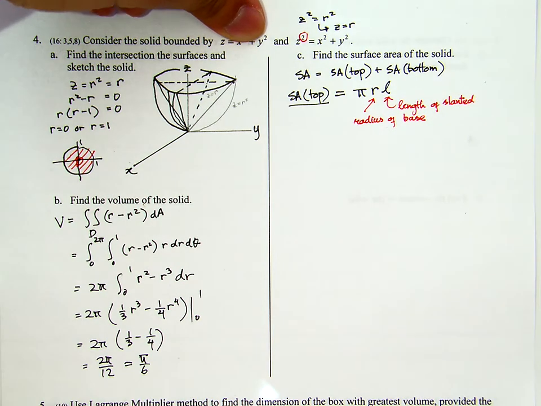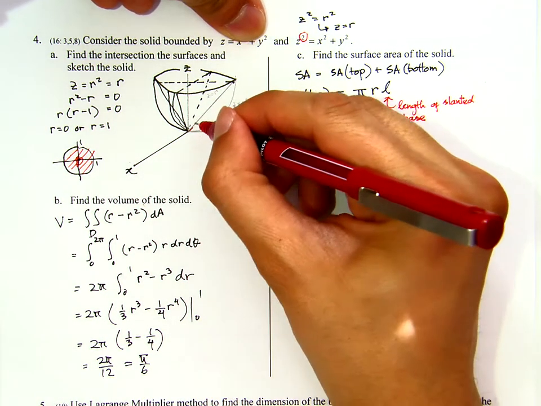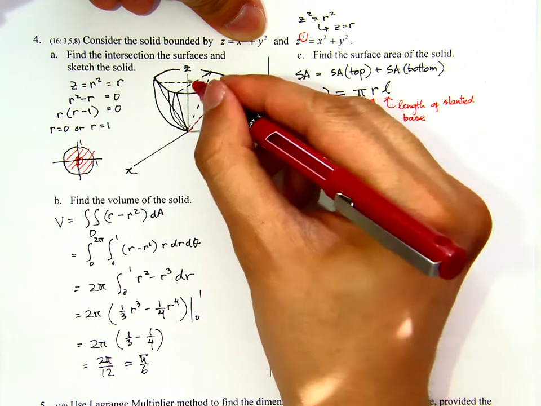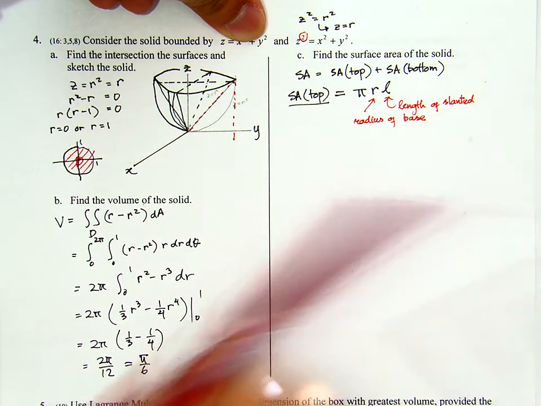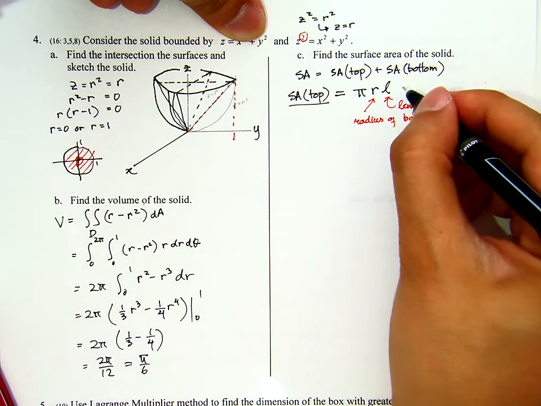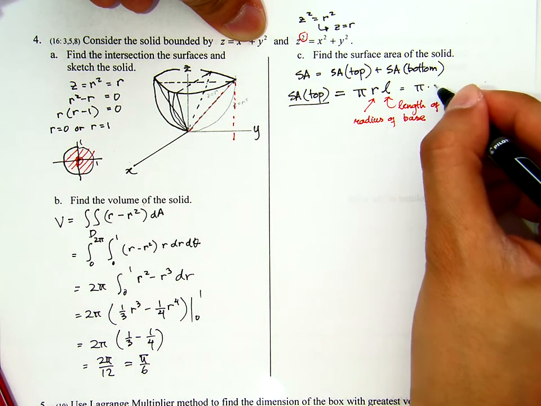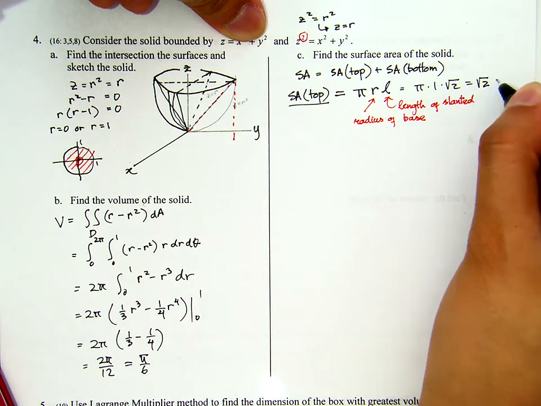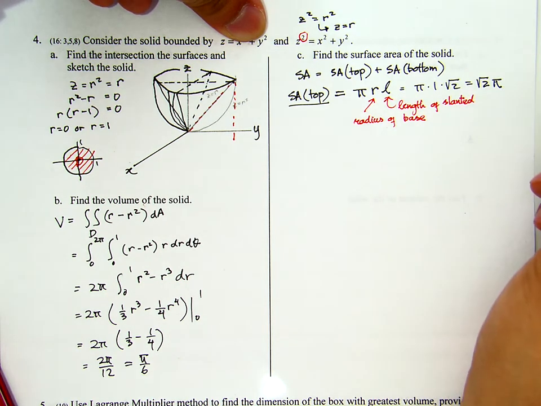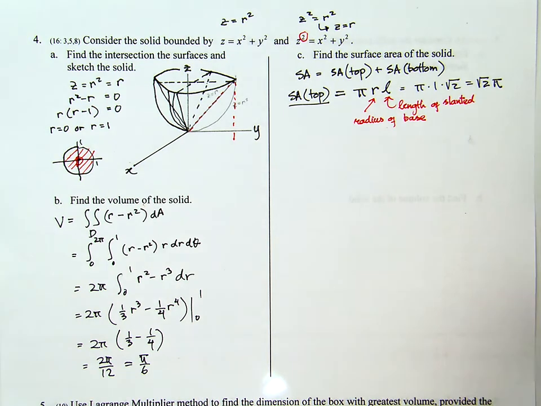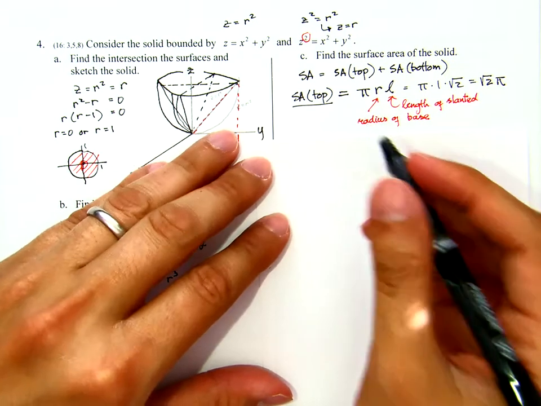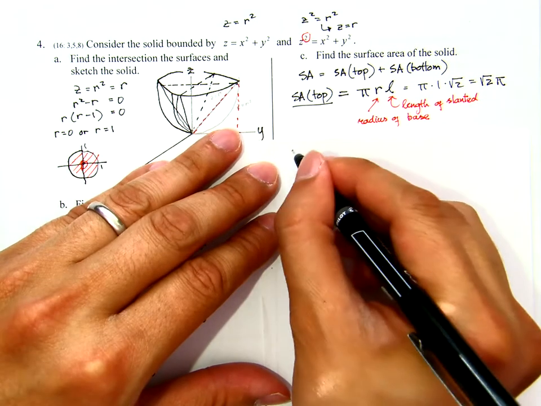Okay, now you can see the length of the slant here. If this is 1 and that's 1, then it must be radical 2, right? The L will be radical 2. This is pi, the r is 1, the L is radical 2. You get radical 2 pi. Okay, now of course you can also do it using a traditional way. The following, let me do it here on a separate sheet of paper.